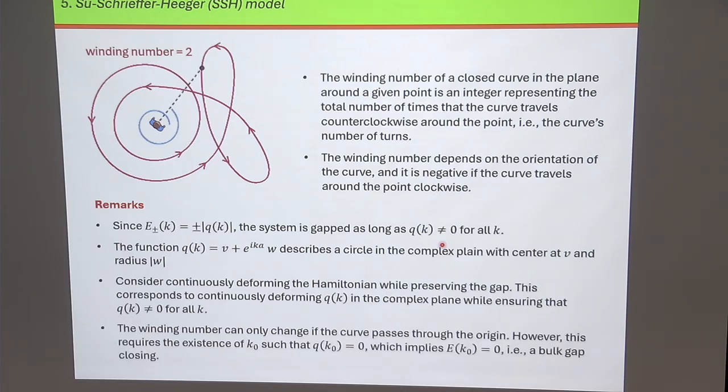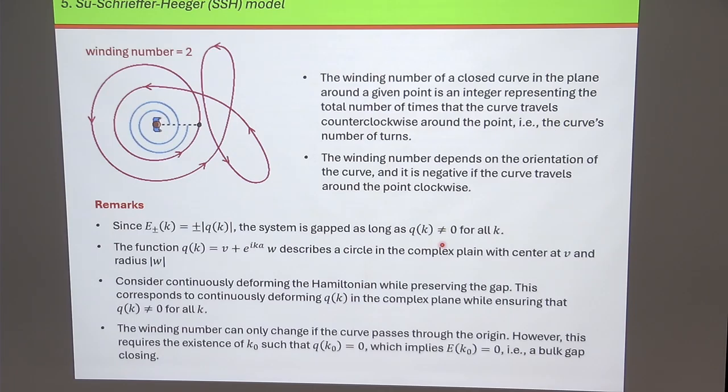Yes. I have a question. Usually, what does this curve represent in the system? I will show you what the curve is, but for now, this is the concept of winding number. So you may ask, winding number of what? What is the thing that is winding? I will show you in a moment.